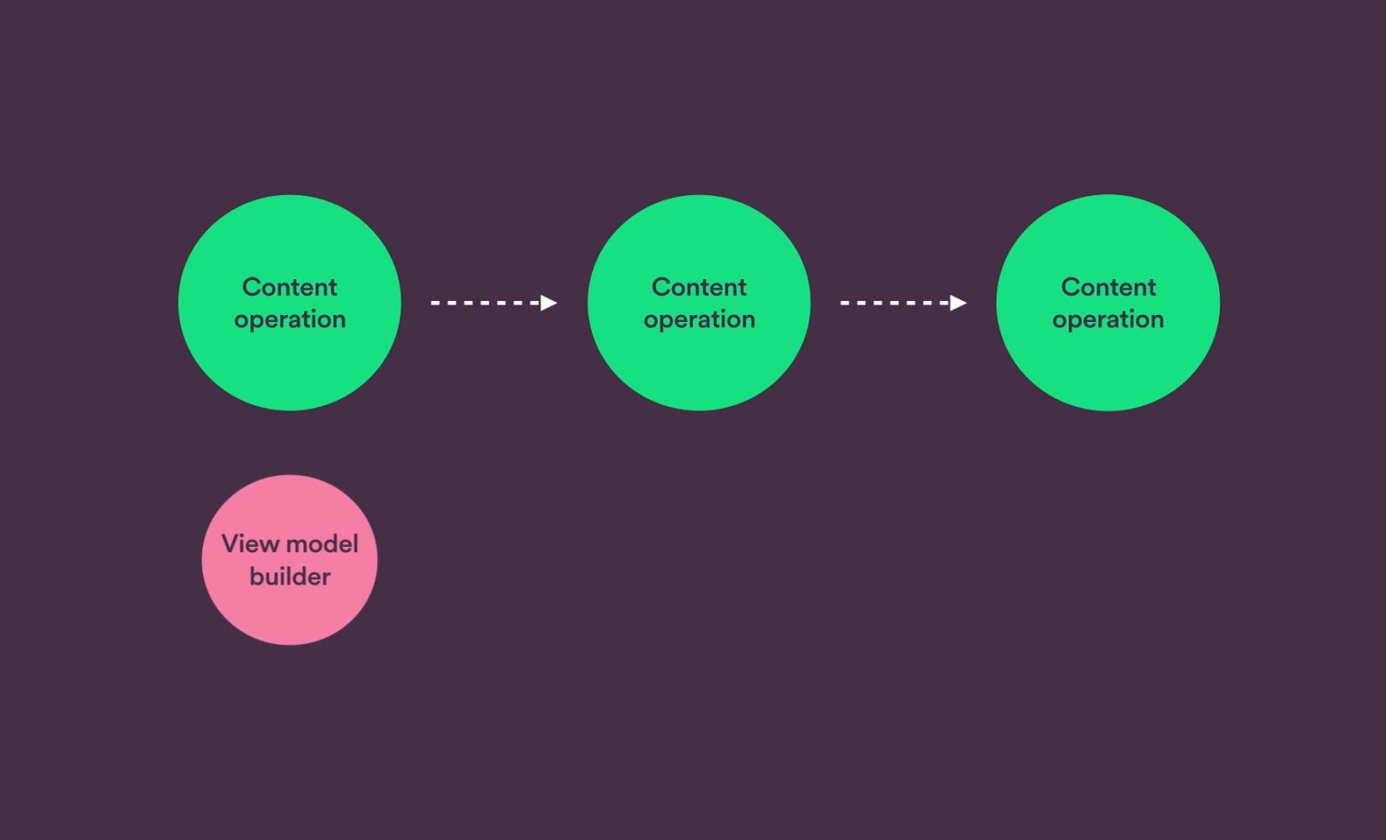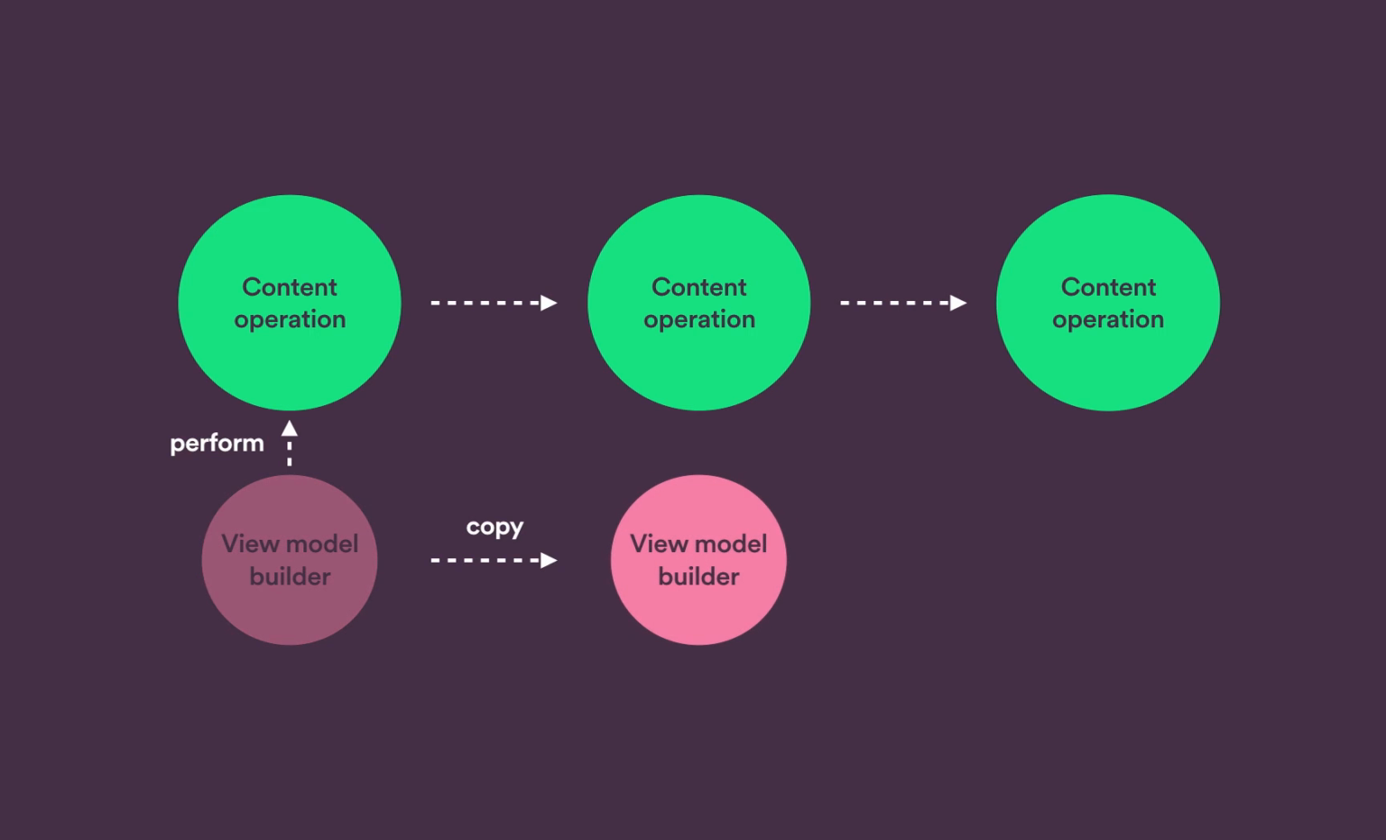The way this is managed through the framework is through the use of a view model builder. The view model builder is going to be the input for each operation when it's performed, and the operation can then use this builder to add content or modify content in the view. What's great about this is that the same view model builder will be passed to all the operations, but in between each operation we will perform a copy of it.